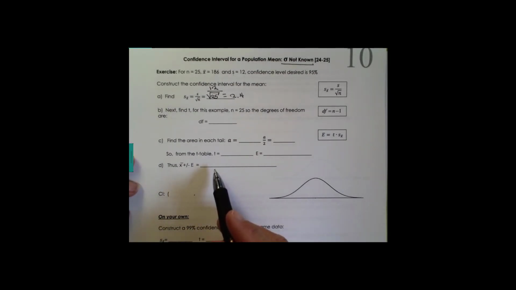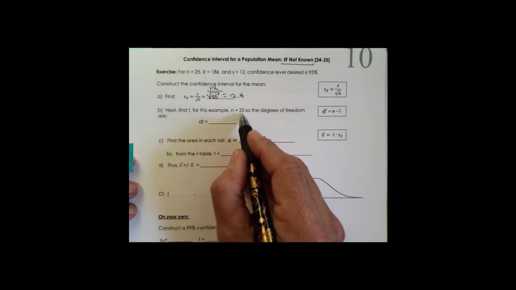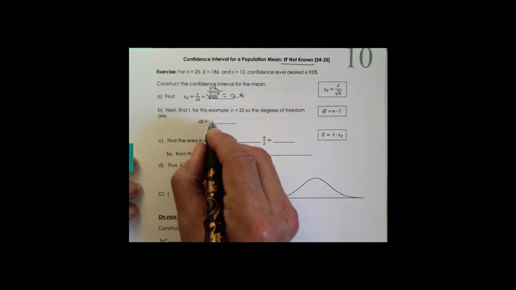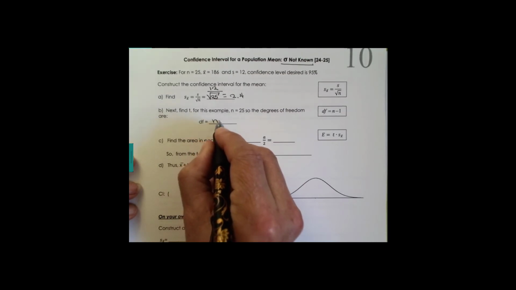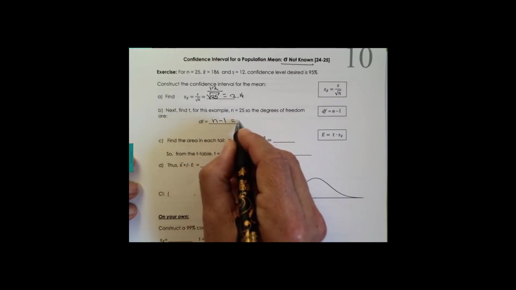Next thing I'm going to do is find what my t-score is going to be for this one. Now, I've got an n equal to 25. So what's degrees of freedom? It's going to be n minus 1, or 24. So I've got a degrees of freedom of 24.